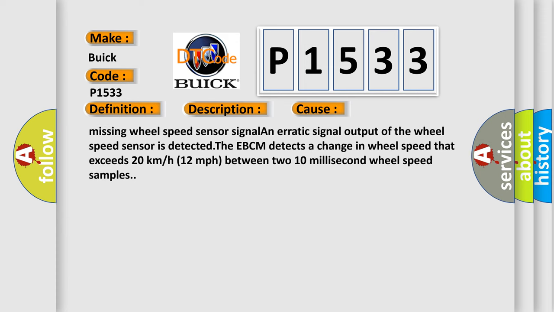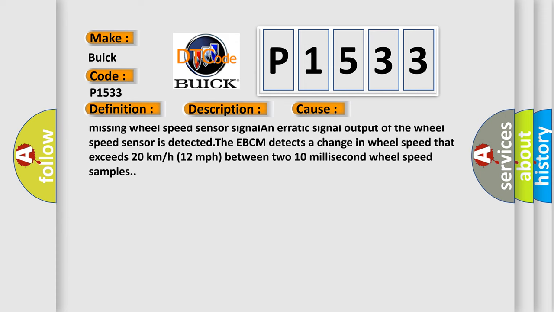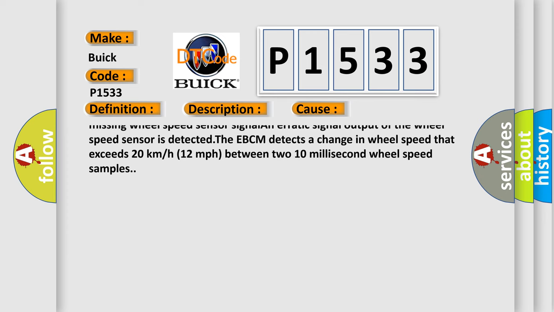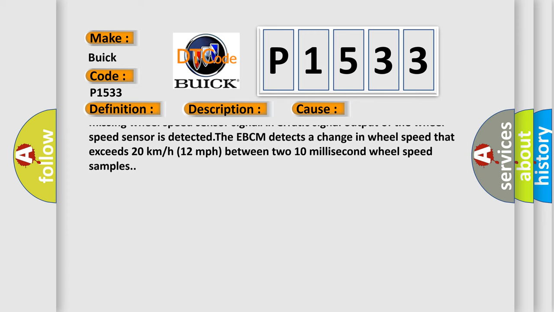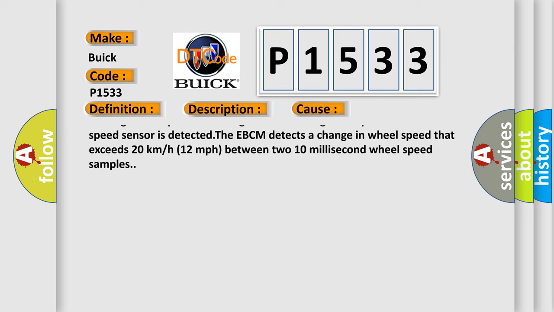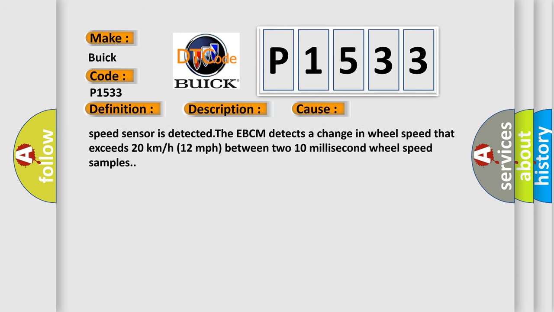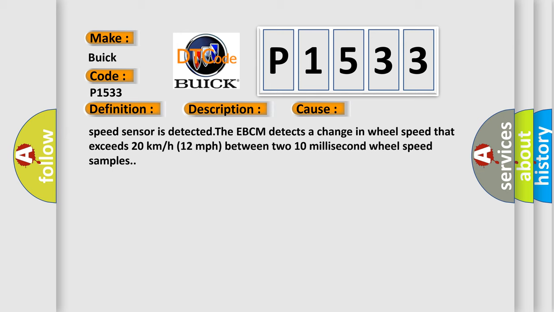Conditions for setting the DTC: a short to voltage, short to ground, or an open or high resistance is detected on a wheel speed sensor circuit. A missing wheel speed sensor signal and erratic signal output of the wheel speed sensor is detected. The EBCM detects a change in wheel speed that exceeds 20 km or 12 miles per hour between two 10 millisecond wheel speed samples.